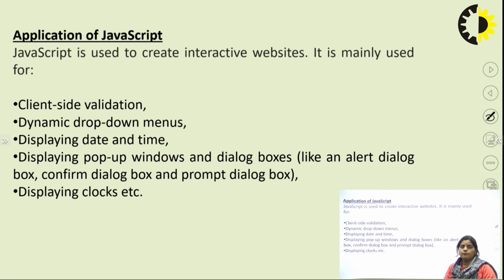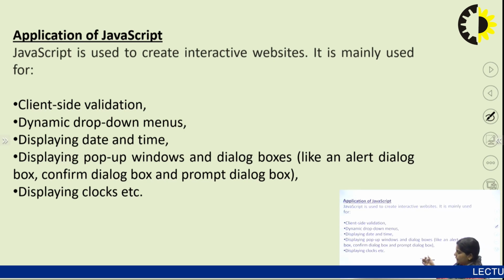The third one, for which JavaScript is used most frequently, is to display the date and time. The next one is for displaying pop-up windows and dialog boxes, alert boxes, confirmation and prompt dialog boxes. So for the different kinds of boxes which we implement over websites, or whenever we are going to have alert signals or dialog boxes, the JavaScript scripting language is used. The last in this list is for displaying clocks also.